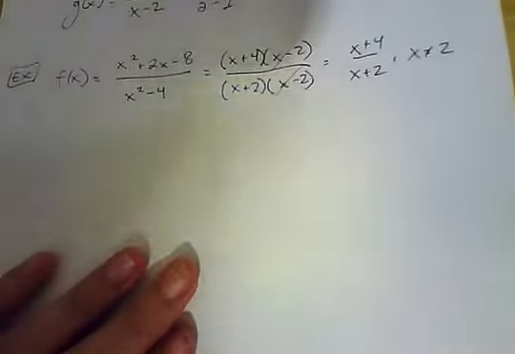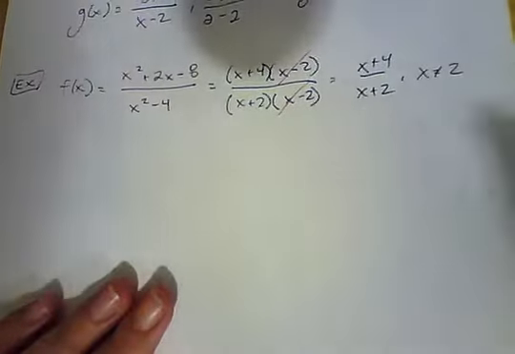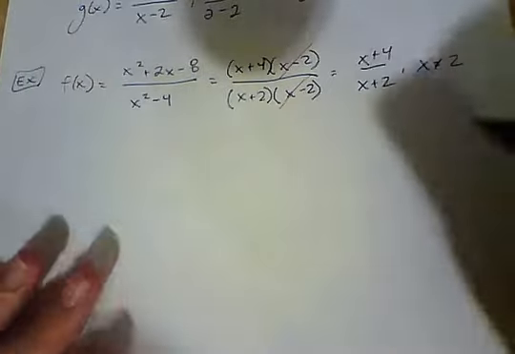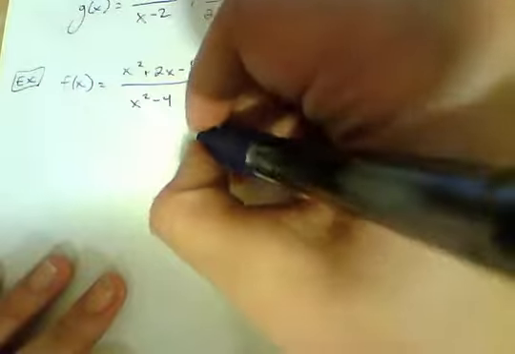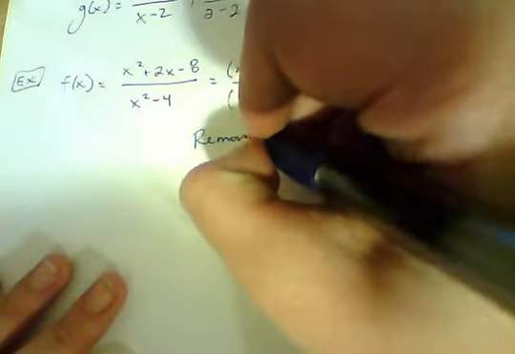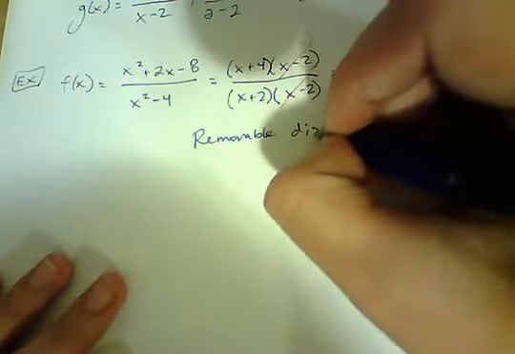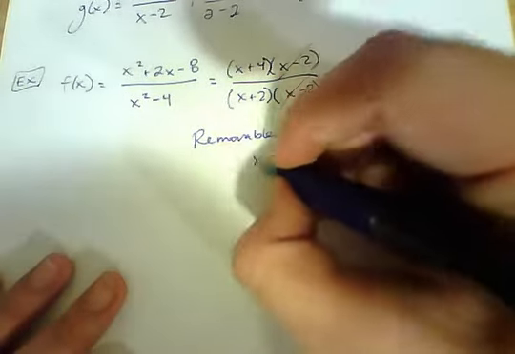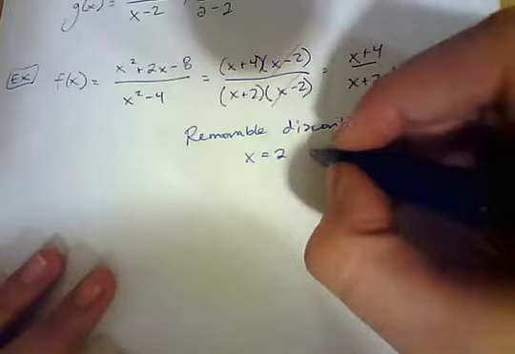Here's the thing that is very important for you to understand. This x is not equal to 2. What that means is that we have a removable discontinuity when x equals 2, or we have a hole.